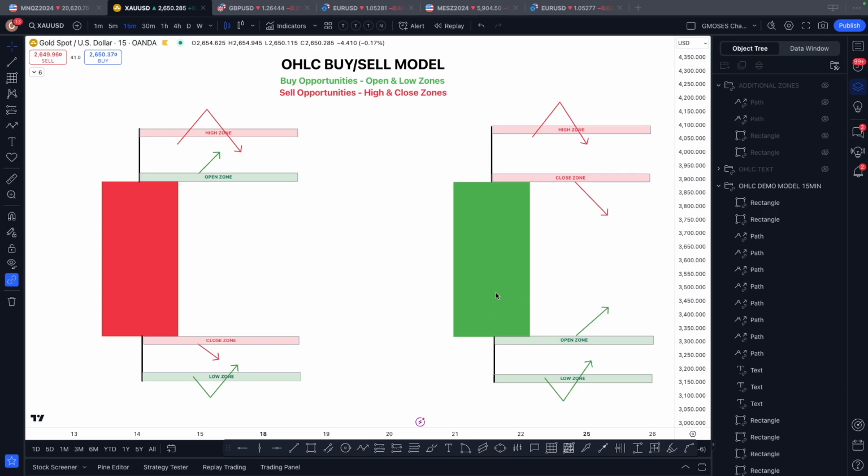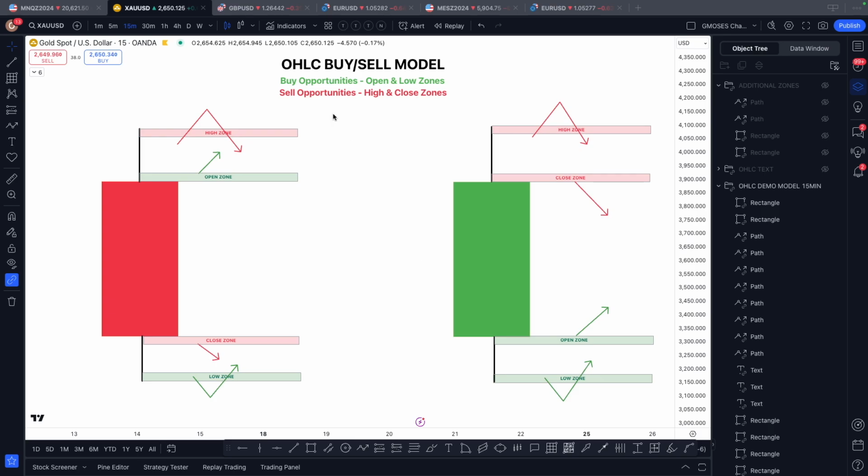Okay, the same holds true with our buy candle. Okay, our bullish candle is slightly a different anatomy from the bearish candle. Most of our open and low zones are at the bottom. So if we open in this area here, we get a closure, we want to look for buy opportunities. The same holds true with our low zones as well.